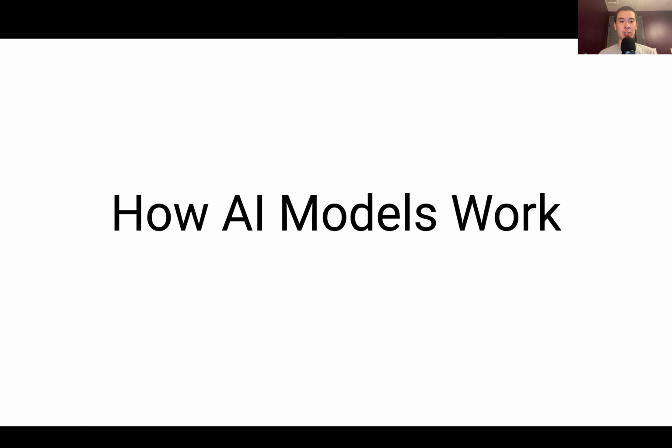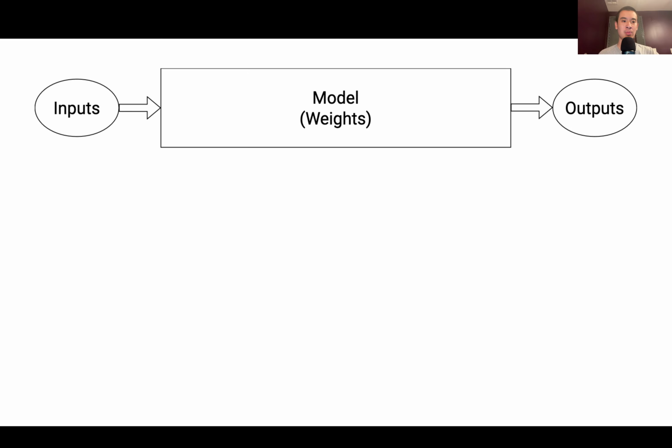We are going to talk about how AI models work. And to start off, in this diagram, we have inputs that are passed to a model with weights, and then that model with its weights gives outputs.